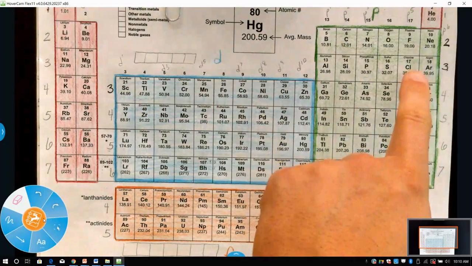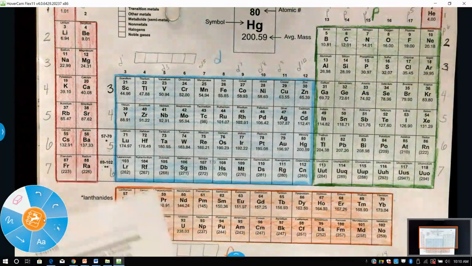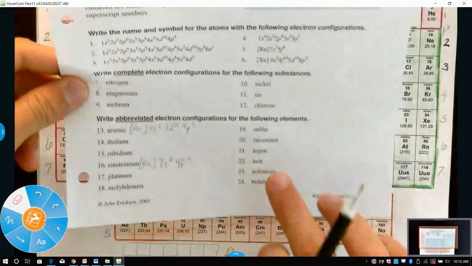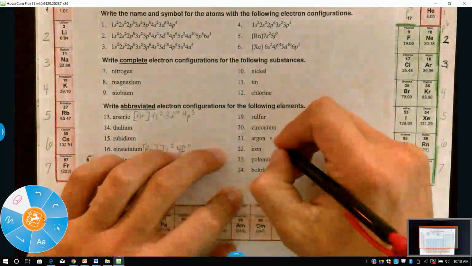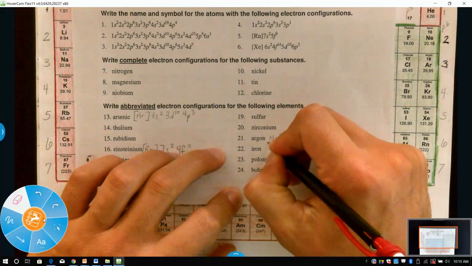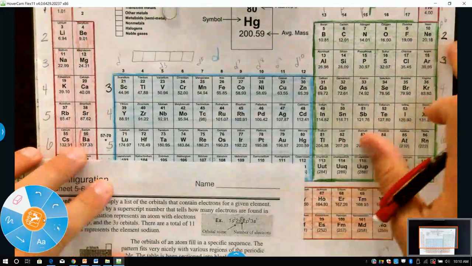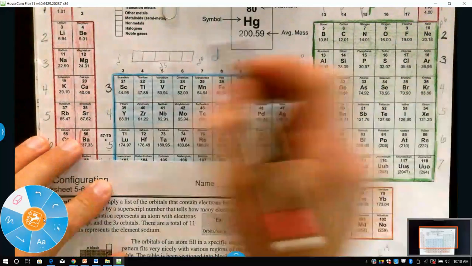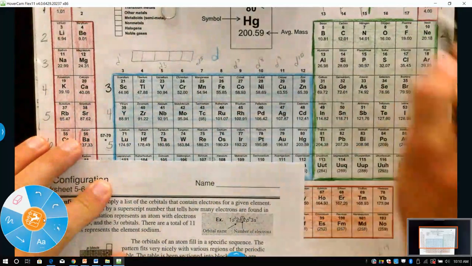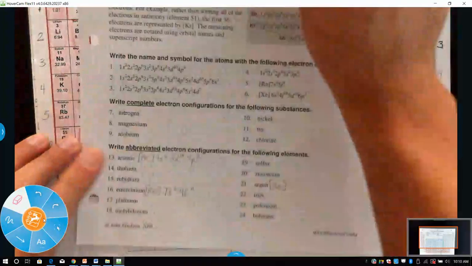So since argon is here, at 3p6, what is the noble gas that comes before argon? Neon. So for number 21, you'd have to start off with neon. Now, neon takes care of everything up to 2p6. So after 2p6, we have 3s2, and then we scoot across to 3p6. So it would be 3s2, 3p6.